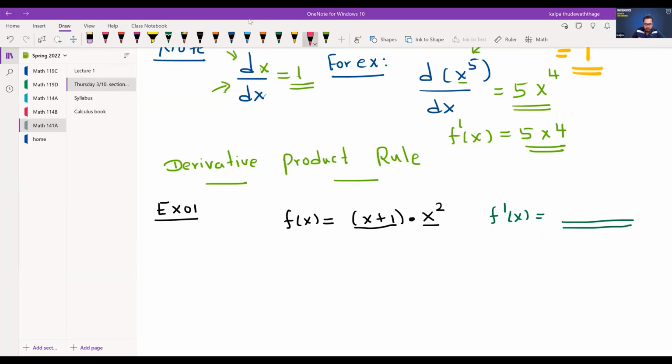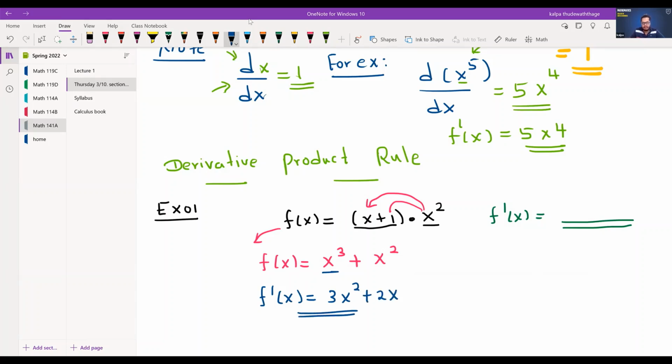But if you think about this a little bit more, I can simplify the brackets. Let me simplify the bracket. You get x to the power 3, and you multiply with this one, you get x to the power 2. I just remove the brackets, and then I can take the derivative because you know the power rule. You can use the power rule for this, and you get 3x to the power 2 plus 2x. So that will be your final answer.